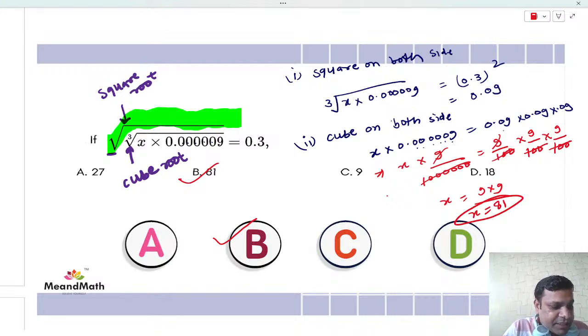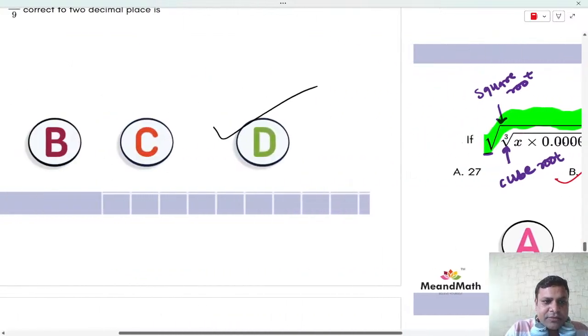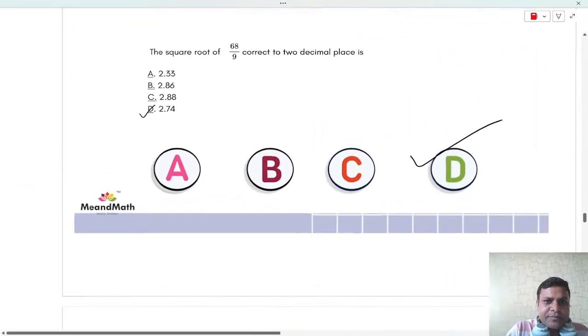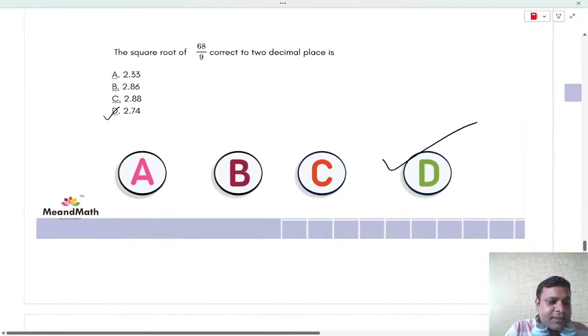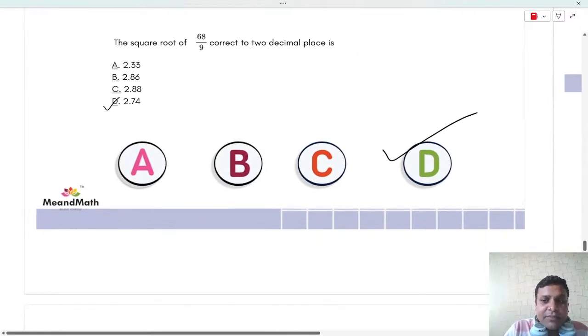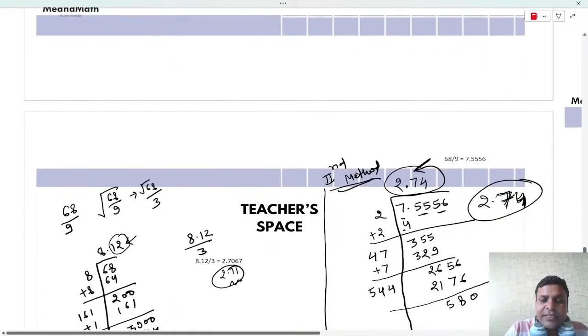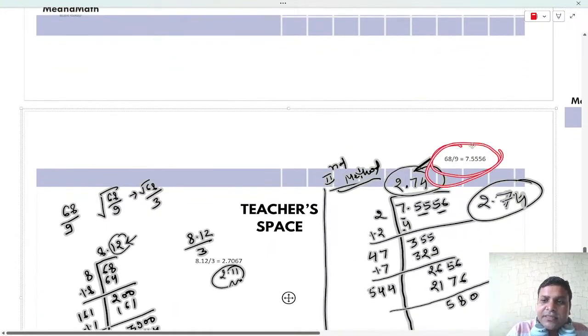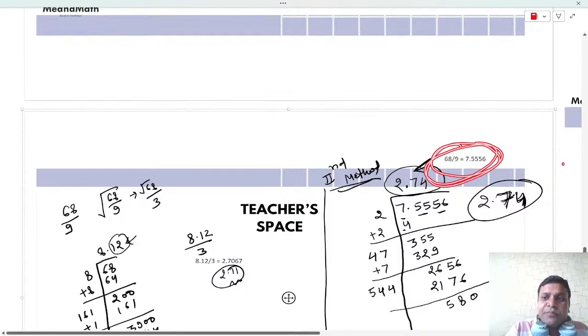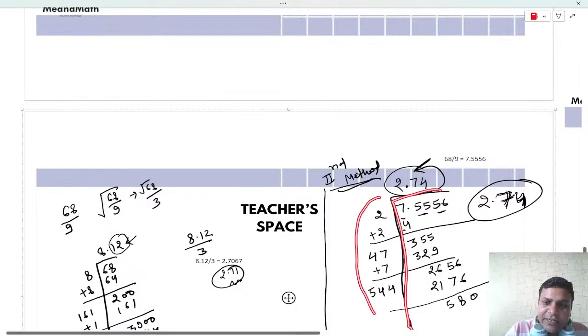Kunal says the previous question is not clear to him. Okay, so this is the previous one. 68 upon 9 here. If we divide 68 upon 9, the answer is 7.556. You have to find the square root of 7.556, then use the long division method to solve this. After the long division method you will get 2.74.